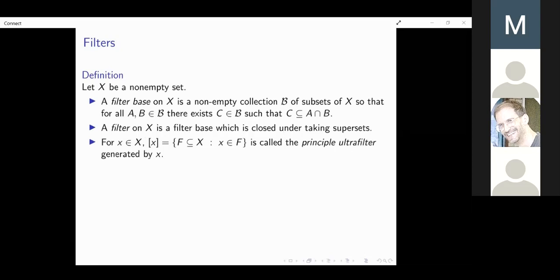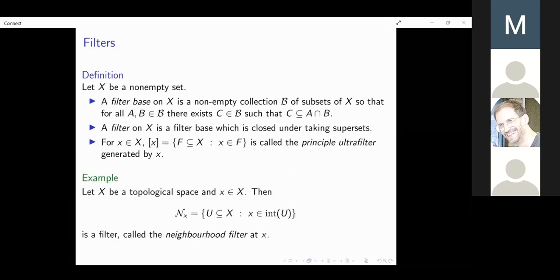A very simple example of a filter is the principal ultrafilter generated by a point x in your space, which consists of all subsets of X which contain the point x as an element. Another example is the neighborhood filter at a point in a topological space, right, which consists of all sets that contain x in their interior.